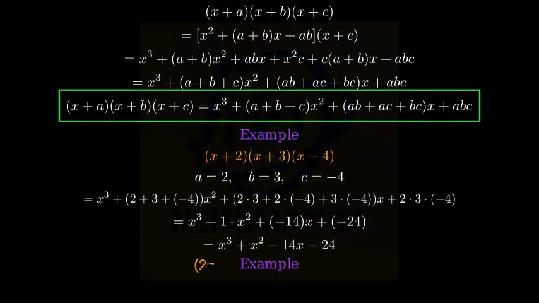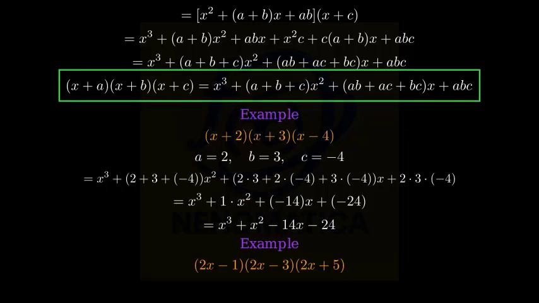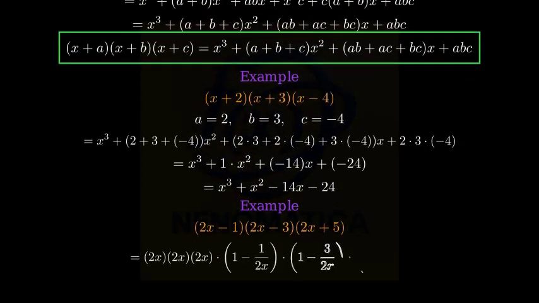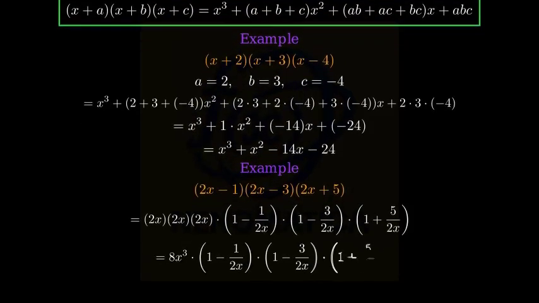Let's try another example with a slightly different form. This time, we'll expand (2x-1)(2x-3)(2x+5). For this example, we need to adjust our approach slightly. We can factor out the coefficient 2 from each x term, or we can directly apply the distributive property.